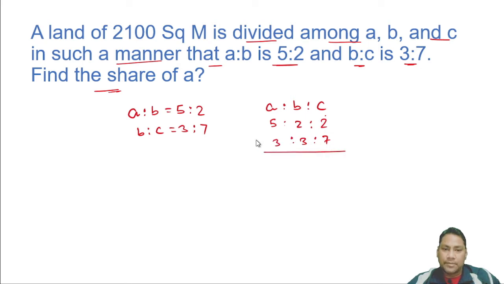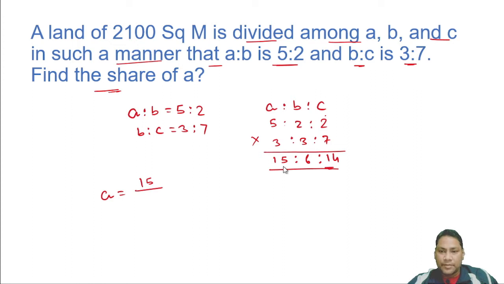Now we will fill the blank by the nearby value, that is 2 here and 3 here. Now we will multiply it. This will become 15, 2 times 3 is 6, and 2 times 7 is 14. Now this is our new ratio, 15:6:14. The value of A will become 15 divided by the sum of these numbers, that is 15 plus 6 is 21, and 21 plus 14 is 35.